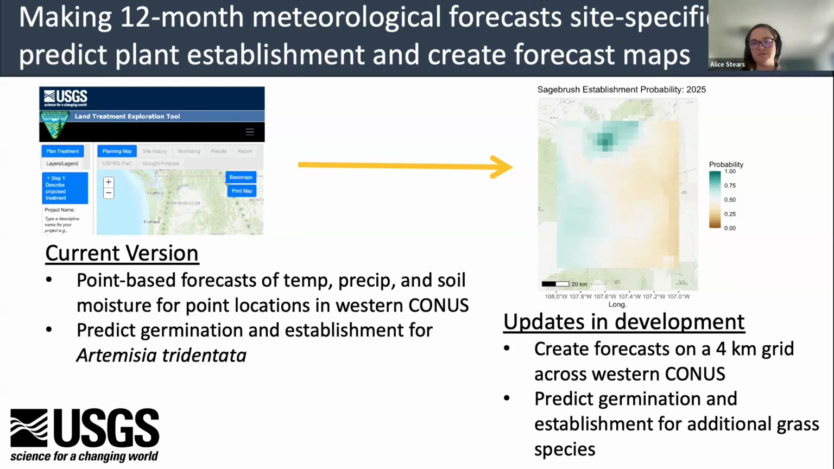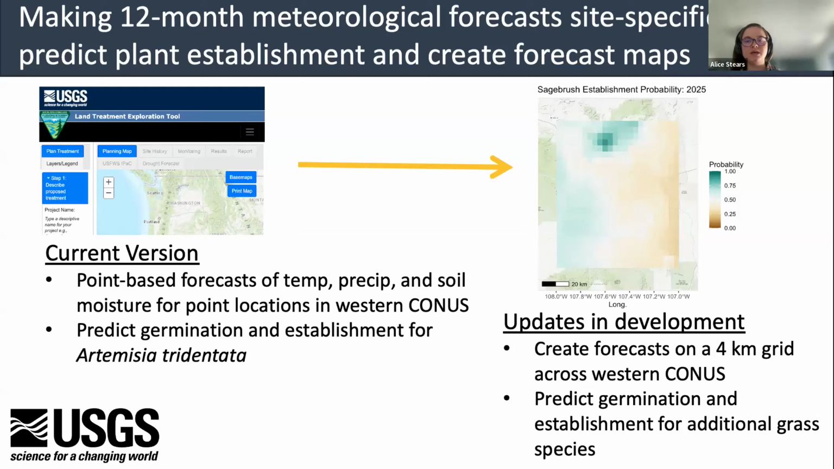And then we feed these site-specific meteorological forecasts into SOILWAT2, a process-based model of soil moisture, and then we get forecasts of temperature, precipitation, and soil moisture, including uncertainty over the next 12 months at a site. And then we feed these abiotic forecasts into statistical models to predict the establishment of restoration plant species.